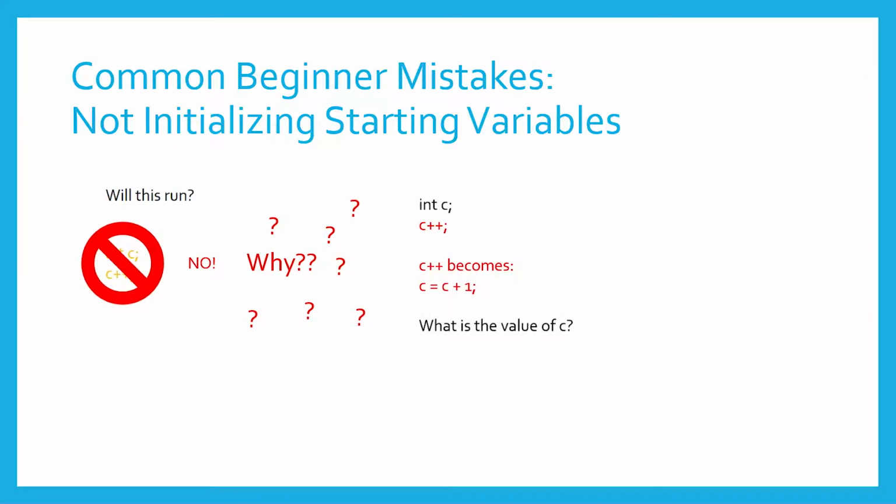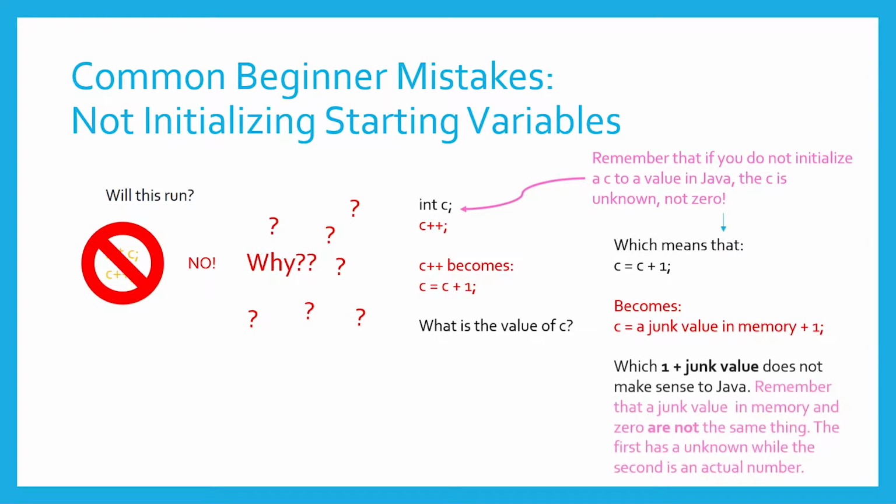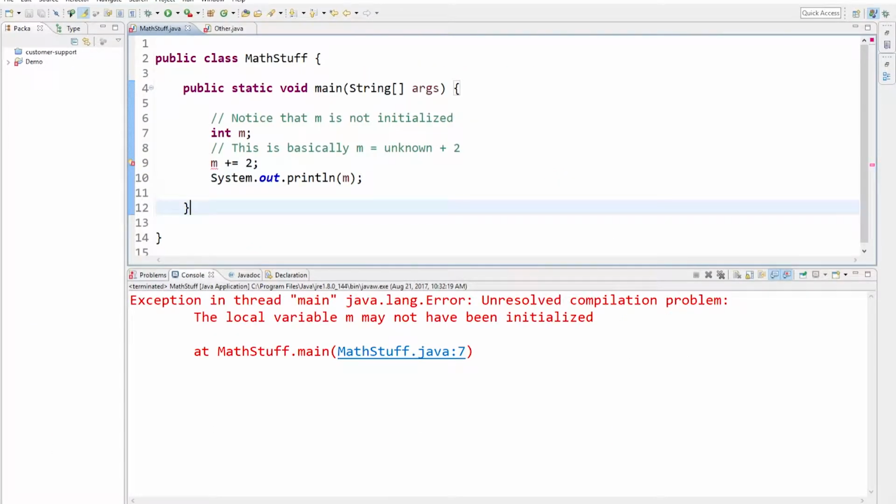So before we increment it, what is the value of c? It is an unknown value. So what does this statement say? C equals unknown plus 1. Obviously, unknown plus 1 does not make sense. So we can easily fix this by just initializing c to 0, which comes out to c equals 0 plus 1. So in your IDE, you can have code like this.